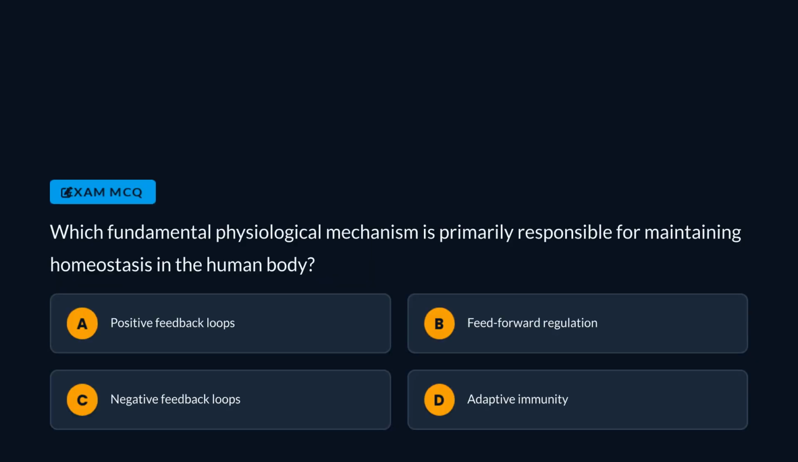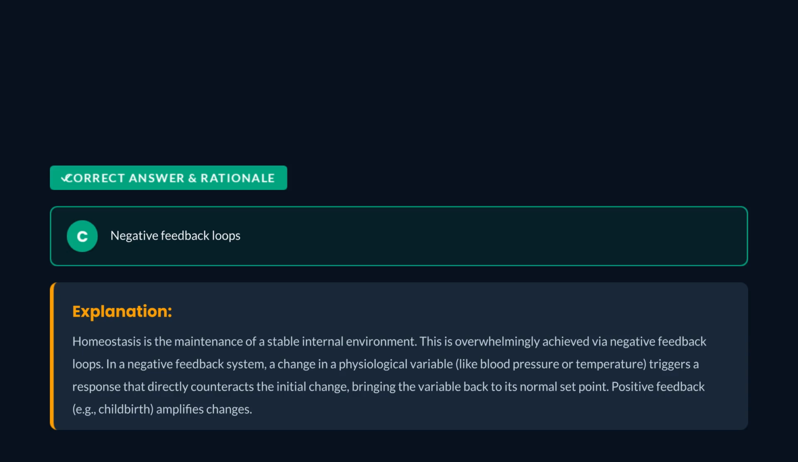Which fundamental physiological mechanism is primarily responsible for maintaining homeostasis in the human body? The answer is negative feedback loops. These loops counteract an initial change, bringing a physiological variable like temperature or blood pressure back to its stable set point.